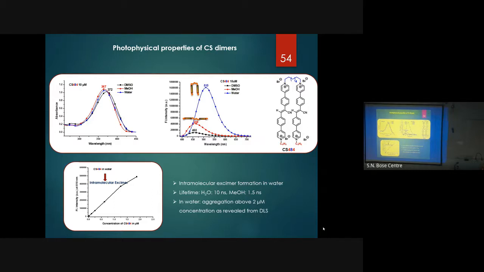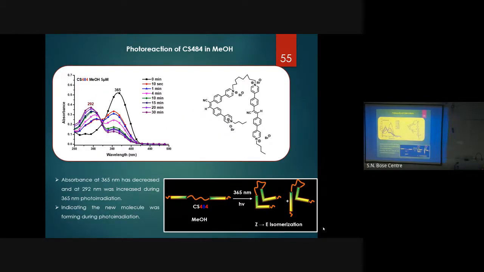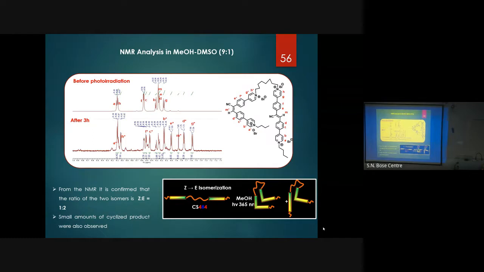Then we tried to do the photoreaction here, because we thought that they may have a slightly different orientation, because now they are connected by a covalent linkage. And first we did the reaction in methanol. We figured out that it is undergoing mainly trans-cis isomerization. I will not go into that. We have done detailed NMR analysis. So it probably is a mixture of both, where both the arms are now converted to the cis, or maybe one arm still cis and one arm is trans.